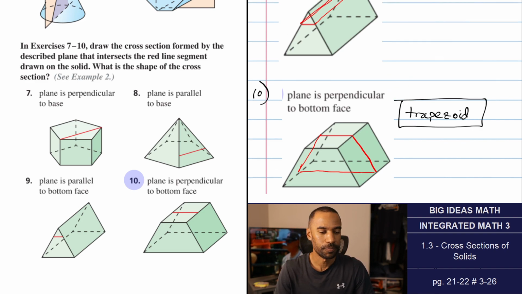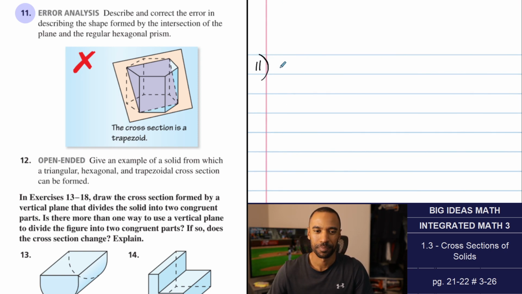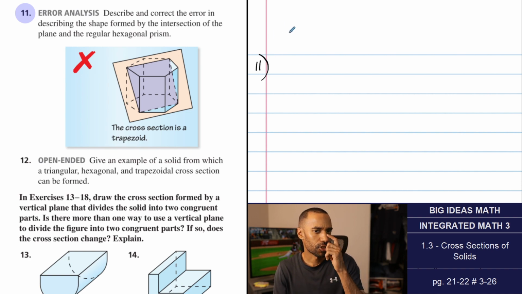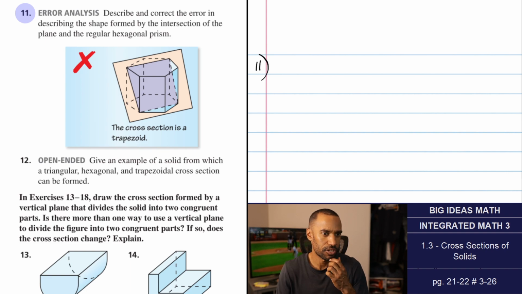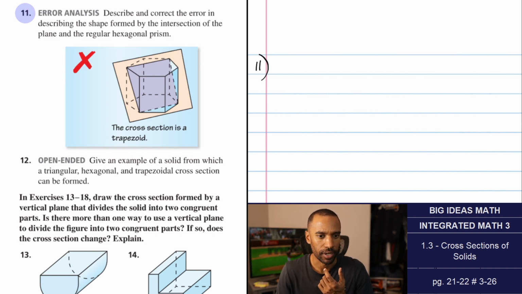All right, ready to go? Let's keep going. I wonder if we have to do error analysis. Here we go. Error analysis, number 11. Describe and correct the error in describing the shape formed by the intersection of the plane and the regular hexagonal prism. They called it a trapezoid.